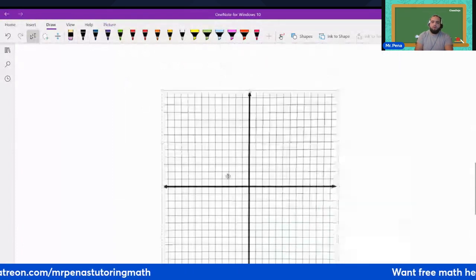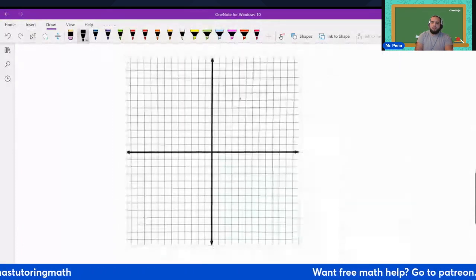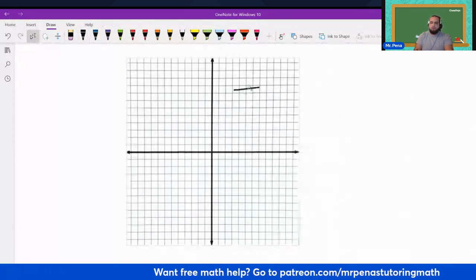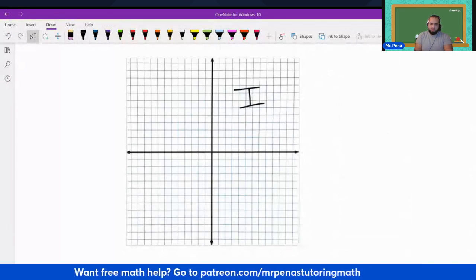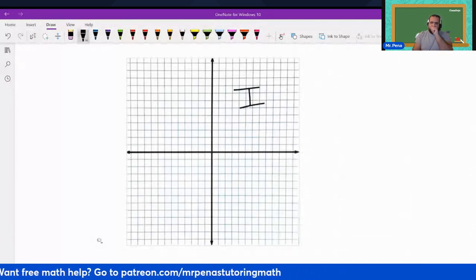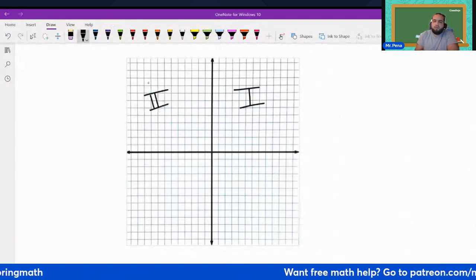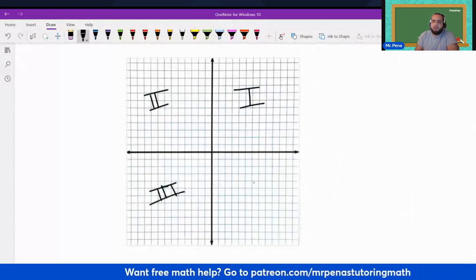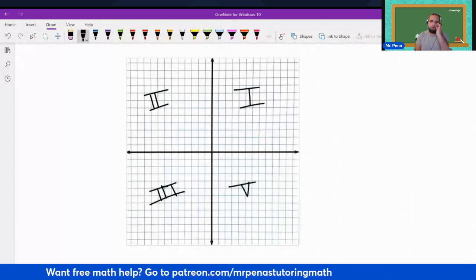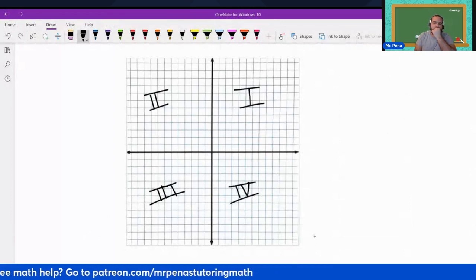Over here is quadrant 1, and we're going to use Roman numerals. Over here we have quadrant 2. Quadrant 3. And then quadrant 4. You see how that works?